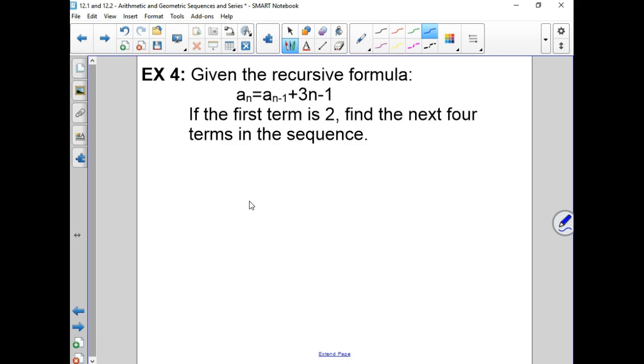Sometimes we're given these really complicated recursive formulas. So we're given in this case a sub n equals a sub n minus 1 plus 3n minus 1. And they tell us that the first term is 2. Find the next 4 terms in the sequence. So they're telling us that the first term, which I'm going to call a sub 1, is 2. And we have to find the next terms. So we already have a sub 1, we need a sub 2, a sub 3, a sub 4, and a sub 5.